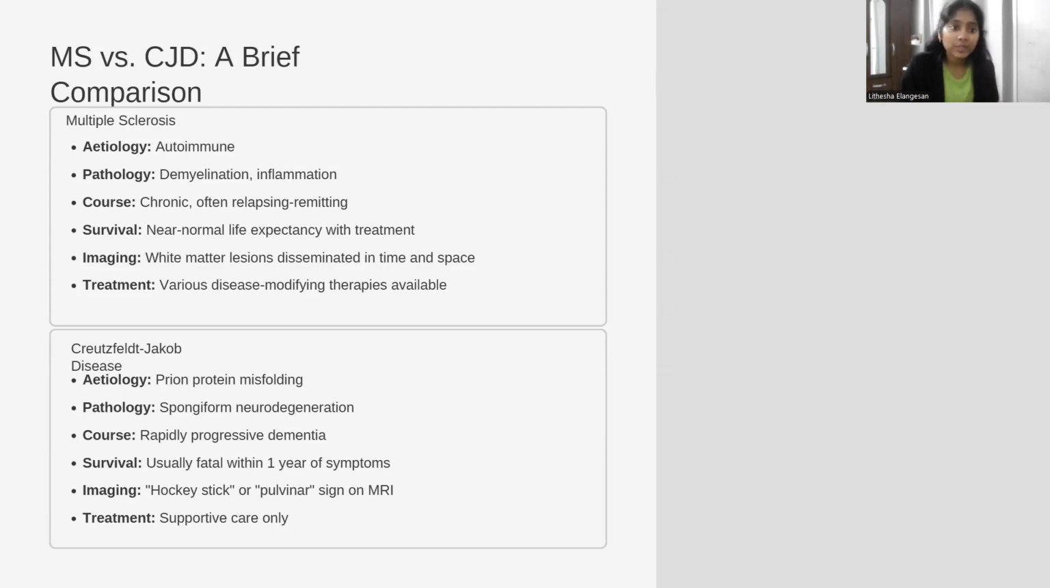With MS, when we look at MRI scans, we look for white matter lesions that are present. And for CJD, we usually look for a hockey stick or pulvinar sign on the MRI, which indicates a person might have CJD. And lastly, when it comes to treatment for MS, we have, as we saw earlier, disease-modifying therapies available. But the only option that we have for CJD is supportive care, because there are no treatment options available as of yet.